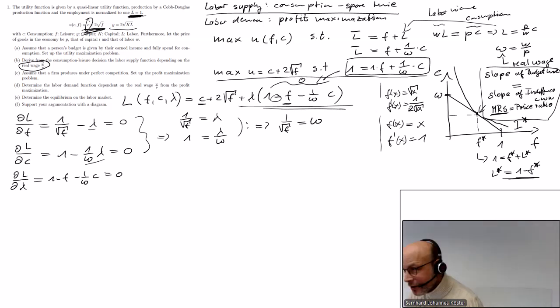So then we obtain 1 over square root of f equals lambda over omega. The lambda cancels. This is the reason why we are doing it. So I have 1 over omega. So the omega then will appear just upward.